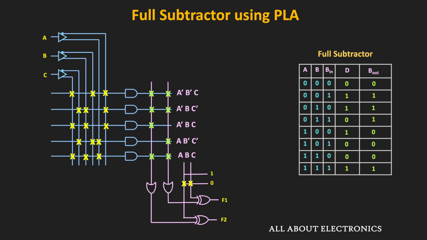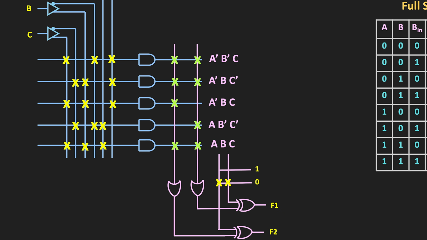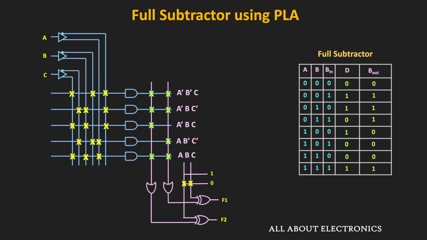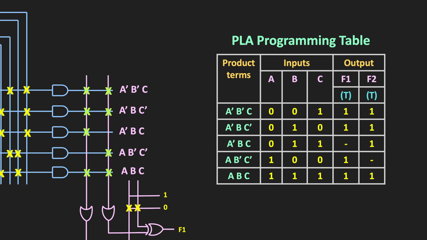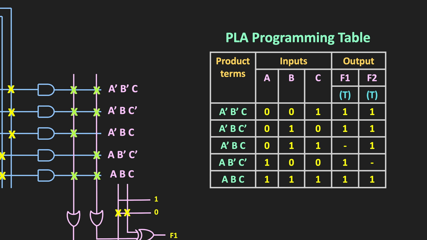And as you can see over here, we only require the 5 product terms. And these are the interconnections for this AND gate and the OR gate array. So these interconnections for this PLA, or in other words, the fuse map for this PLA, can be given by this programming table. This programming table consists of 3 sections.